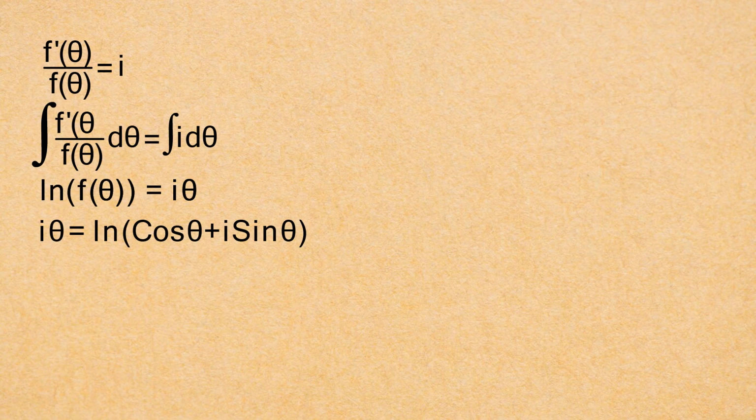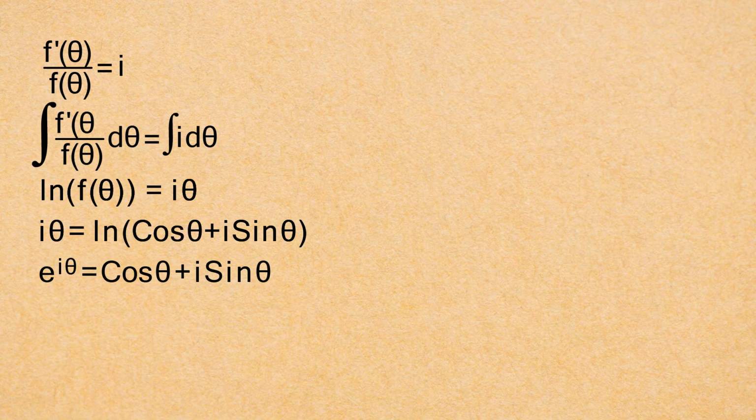So we're going to swap these terms from one side to the other, so that on the left we have i theta, and on the right we have ln, and let's write out f of theta in full. We have ln of (cos theta plus i sine theta). Now, we can unpack the natural logarithms and say that on the left we have e to the i theta, and on the right we have cos theta plus i sine theta. So there we have it.